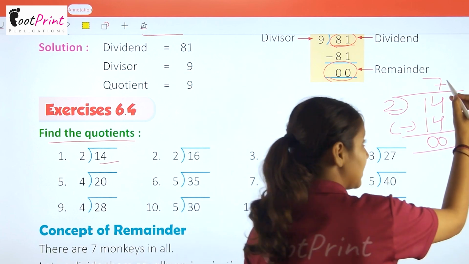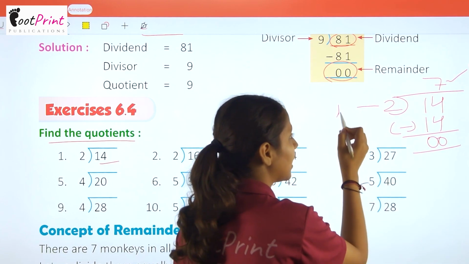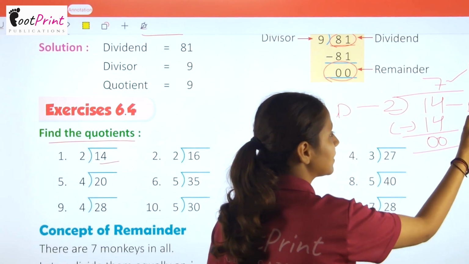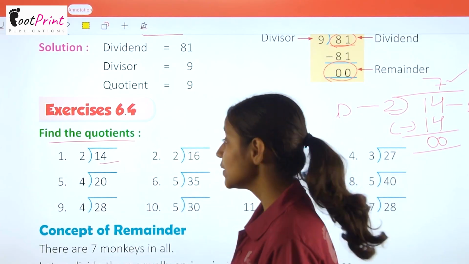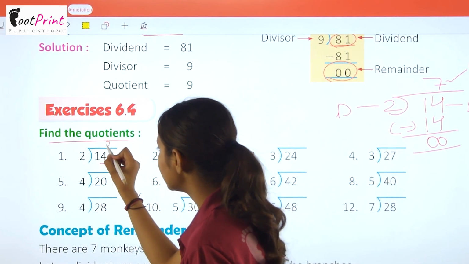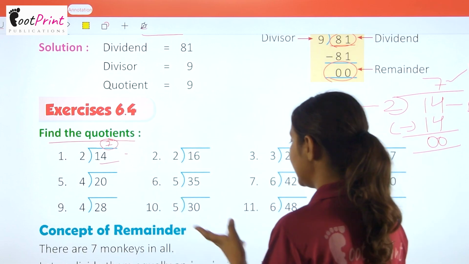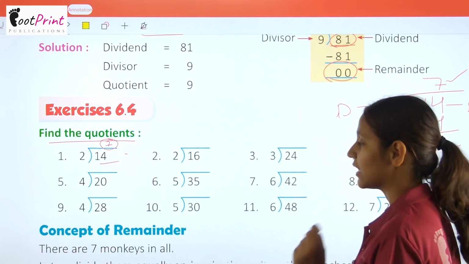And this 0 is our remainder. This 7 is our quotient. This is our divisor and this is our dividend. So 7 is our quotient, so we can write here 7. Similarly, the rest of the parts you have to do by yourself.